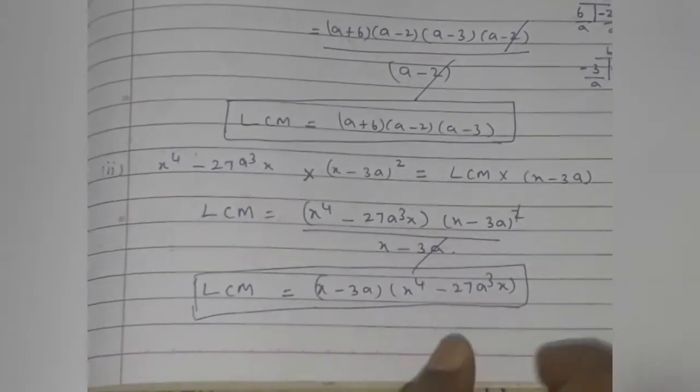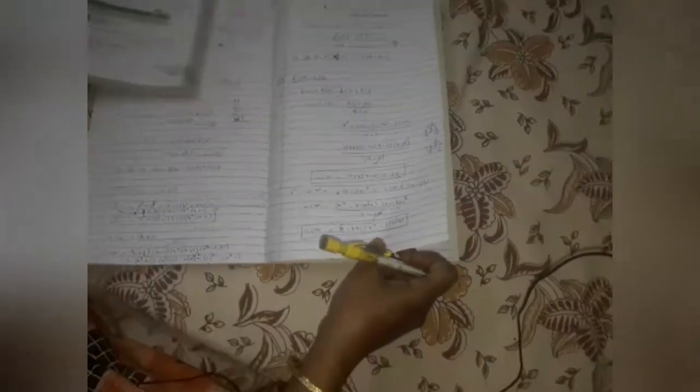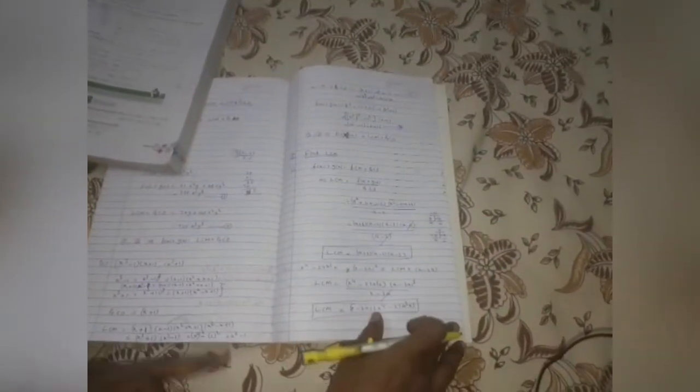Okay, so you can multiply these two things and write it like that, or you can simply leave it like this.